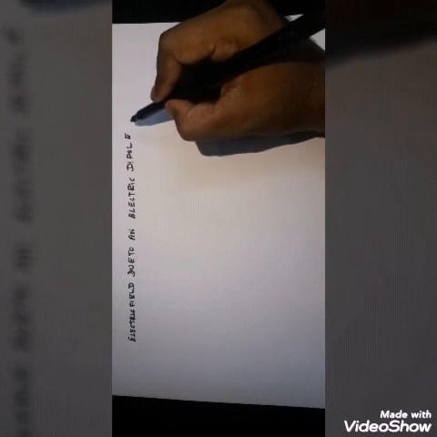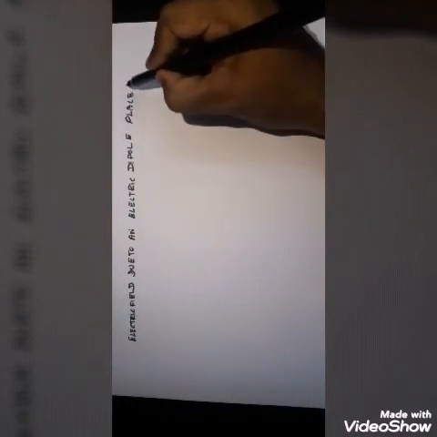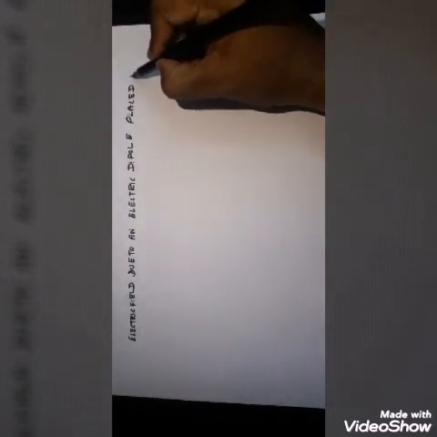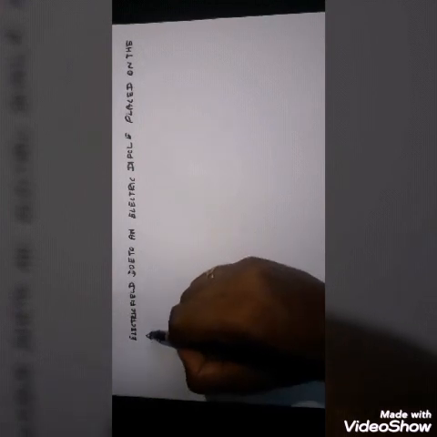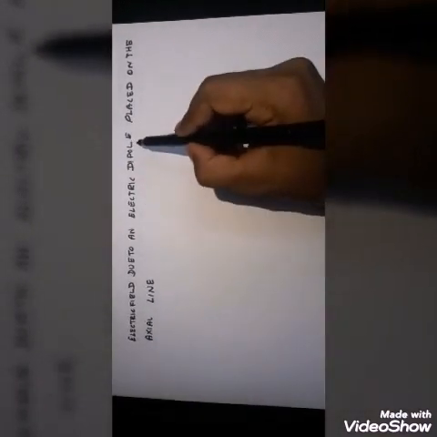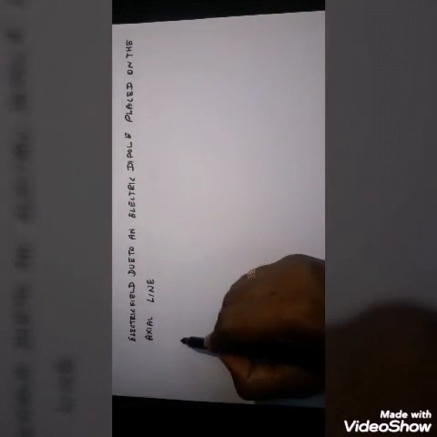Electric field due to an electric dipole placed on the axial line. So now we go into the electric dipole.